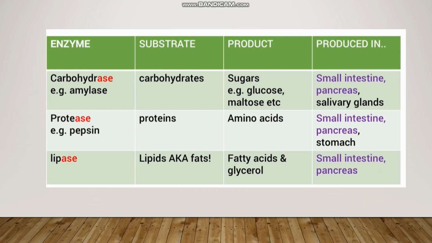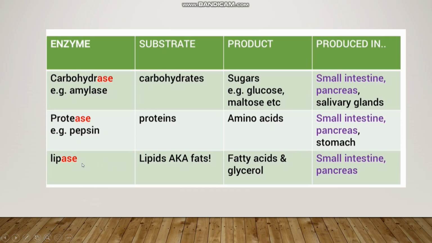Okay, so now this is just a summary of everything we've learned, so it's easier for you guys to understand. So the enzyme carbohydrase or amylase breaks down carbohydrates into sugar, and it's produced in the small intestine, pancreas and salivary glands. The enzyme protease, which breaks down protein into amino acid, is produced again in the small intestine, pancreas, but then in the stomach.